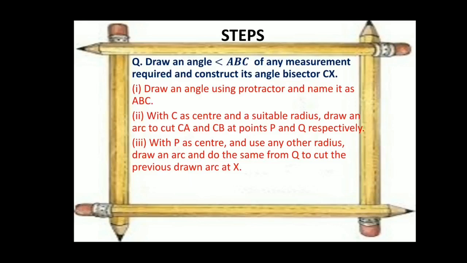And what is the last procedure? Yes, you just have to join C and X. So join the points C and X, and CX is the required angle bisector. Now again go through the video so you will understand clearly.